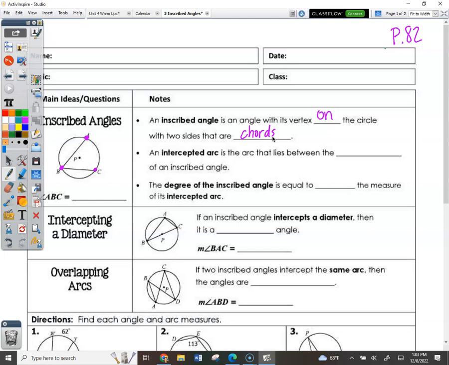Okay, so an intercepted arc means where the angle is opening up to cross the circle. In this picture, the intercepted arc, I want you to do like squiggly. The intercepted arc, think of a flashlight, okay? Think of like you're holding a flashlight from right here, it's projecting, and the intercepted arc is from A to C. It's an arc that lies between the endpoints of the angle.